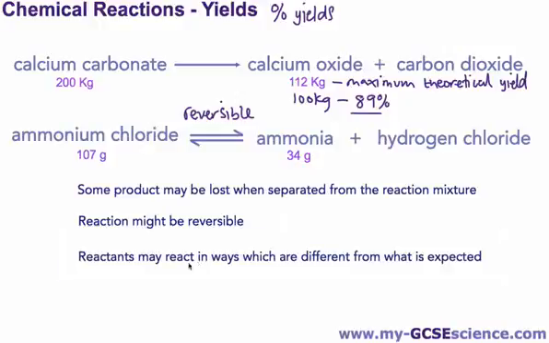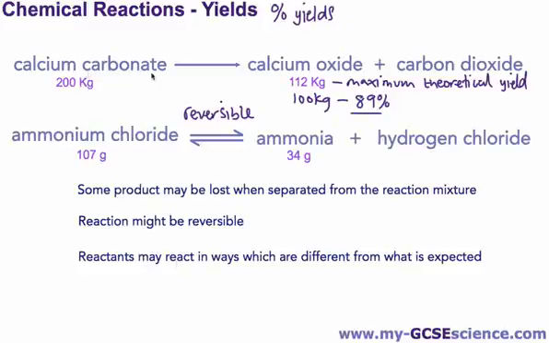And the third reason is the reactants might react in ways which are different from what you expect. So, for example, when you react lithium with oxygen in the air, you expect lithium oxide, but sometimes you can get lithium nitride as well, and that's perhaps not what you expected or what you wanted, so you wouldn't get exactly the compound that you wanted from this reaction. But these are three major reasons why you might not get the full amount of product that you expected.